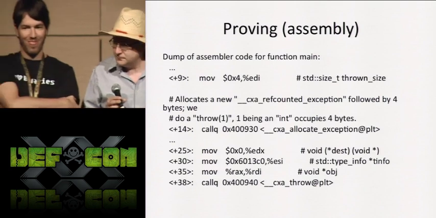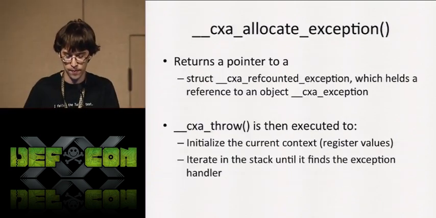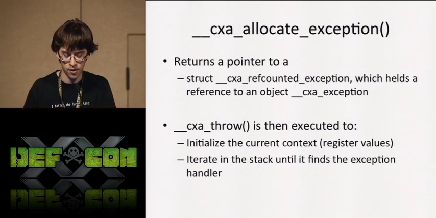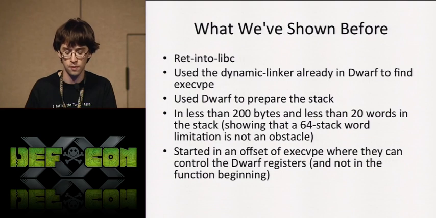So here we see the code for throwing an exception. It's pretty simple, just a couple of function calls. And CXA throw is what starts all the magic that then goes and runs the Dwarf virtual machine.